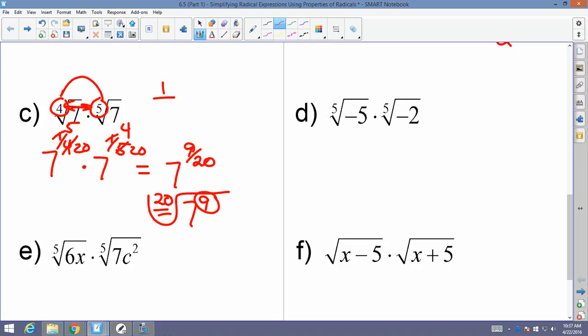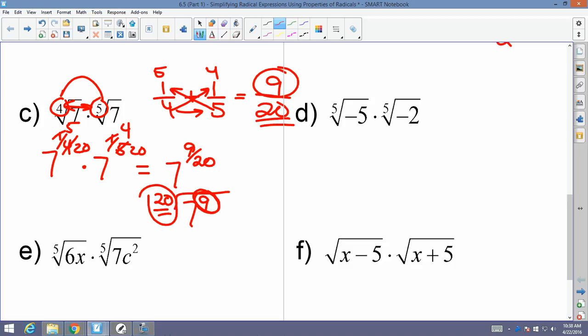If you have 1/4 plus 1/5, the bowtie method states the following. You multiply the denominators, and you cross-multiply the denominator to the numerator. That goes to 5, that goes to 4. 5 plus 4 is 9. The numerator is the exponent on the inside of the radical. The denominator is the index of the radical.